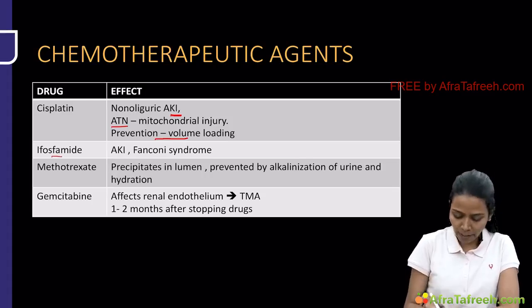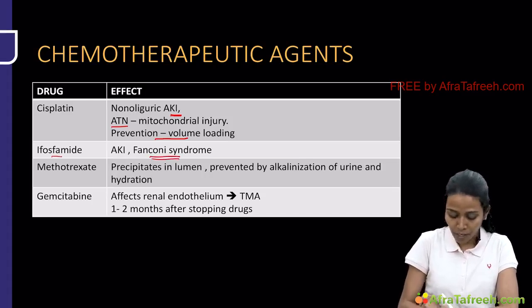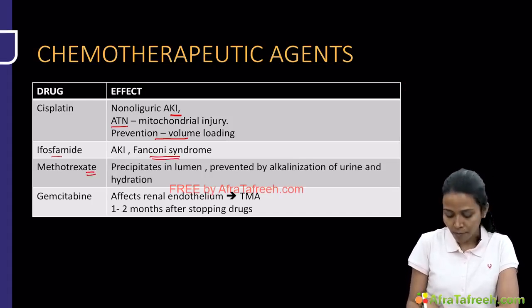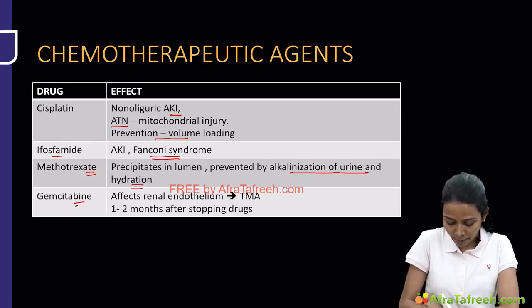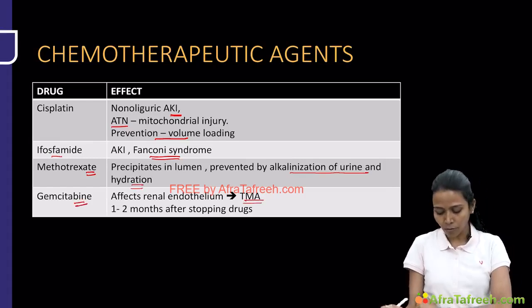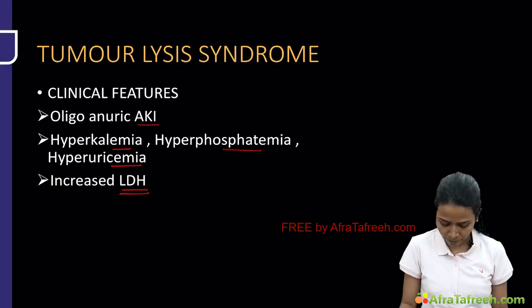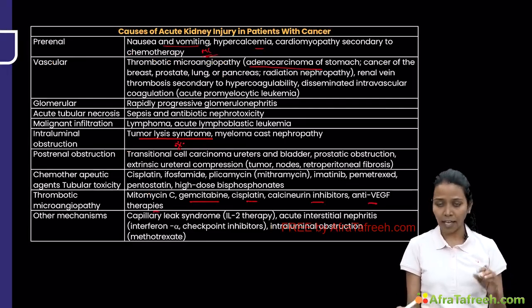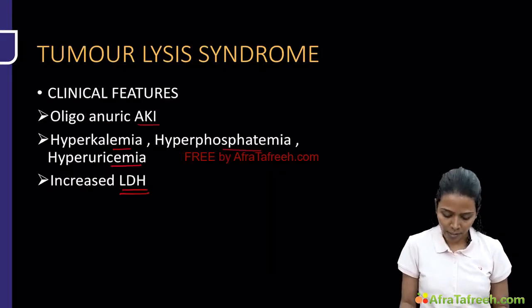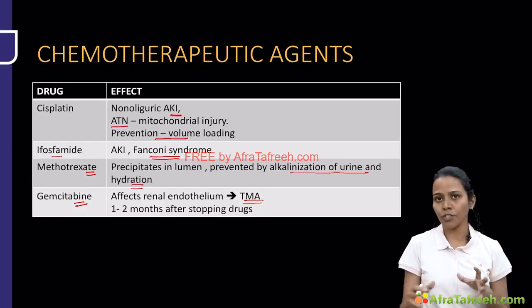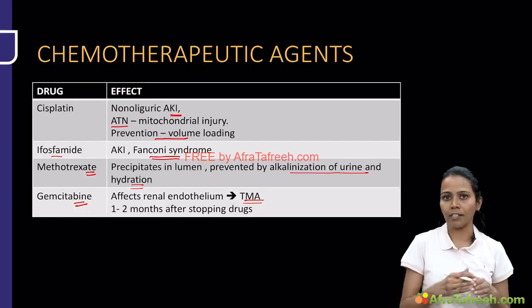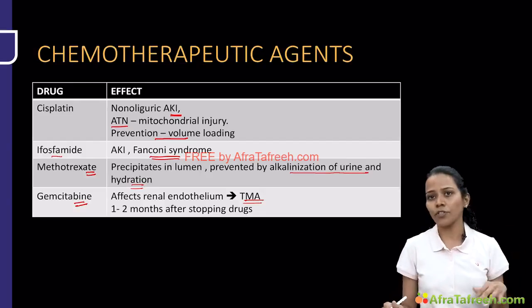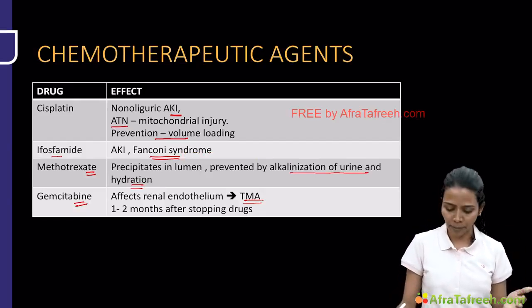Again, ifosfamide is known to cause Fanconi syndrome. Methotrexate can cause crystals, so it can be prevented by alkalinization of urine and hydration. And gemcitabine, we know it causes TMA. Among the drugs that cause TMA, like we saw here, gemcitabine is one of the causes. Others, cisplatin, CNI, anti-VEGF therapies can cause it. So this is about the etiology and pathogenesis of how each of these things happen. Now, management of each of these things I'll come to in the next chapter.